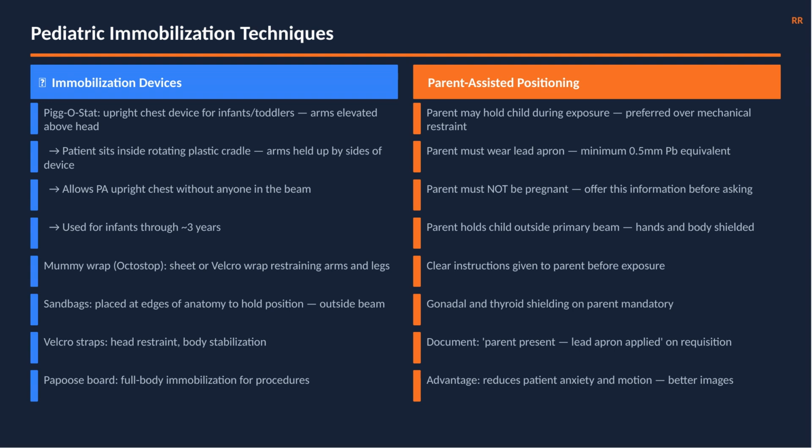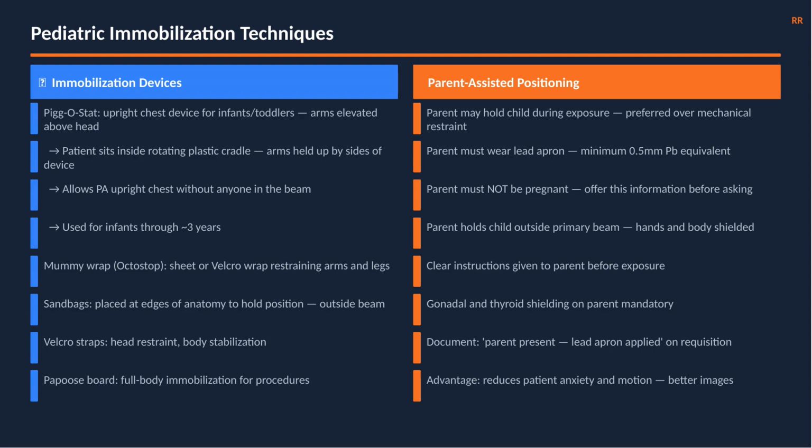Mummy wrap, also called Octostop, a sheet or Velcro wrap that restrains the arms and legs. Used for non-chest procedures where the Pigg-O-Stat is not appropriate. Sandbags, placed at the periphery of the anatomy outside the primary beam. Hold position without entering the field. Velcro straps for head and body stabilization.